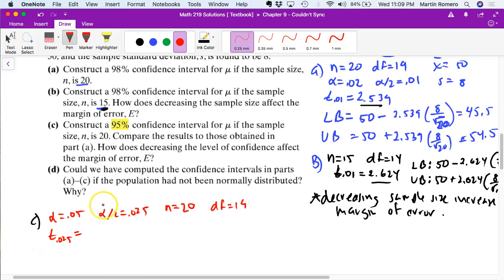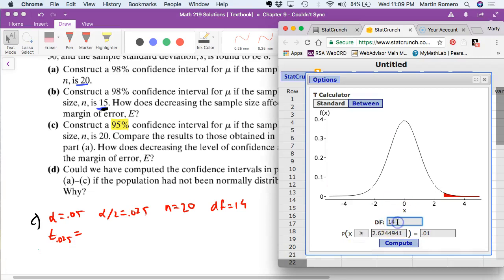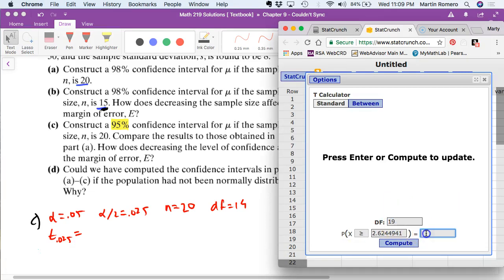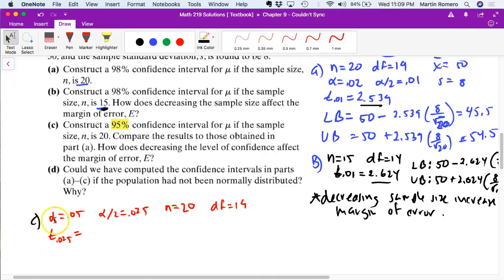What else do we need here? We know x bar and s already. And with that value there, I'll remind you again how to do that. I'm going to put in 19 here. Close that out, 0.025. And so you end up with 2.093 right here. 2.093 is your value. You get the lower bound, upper bound.